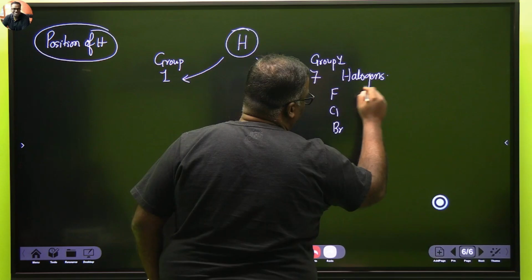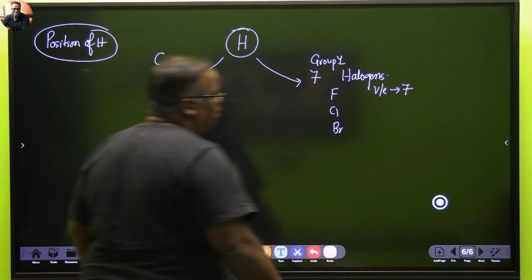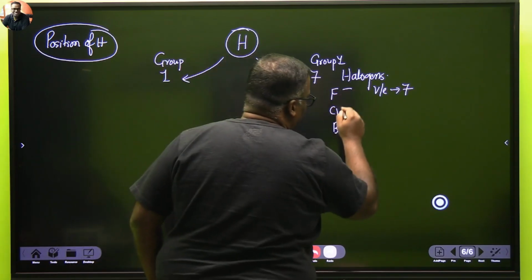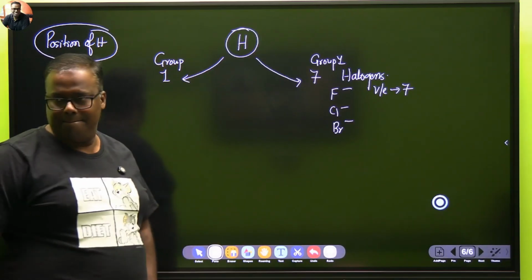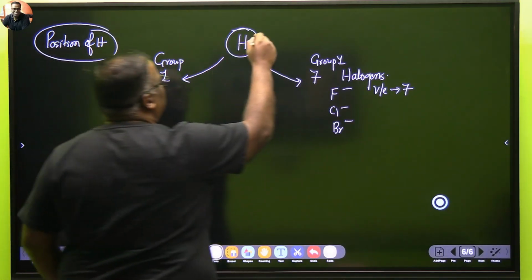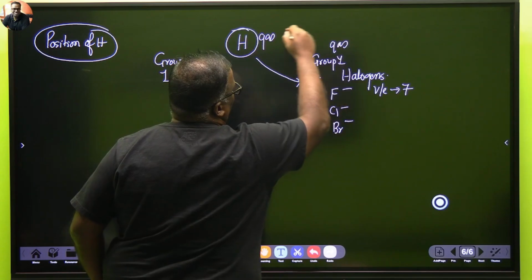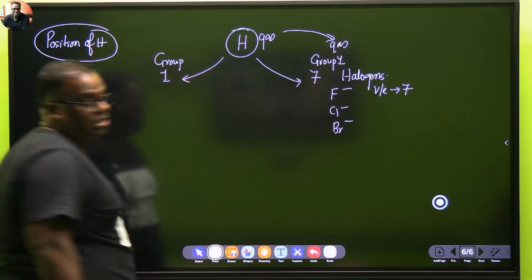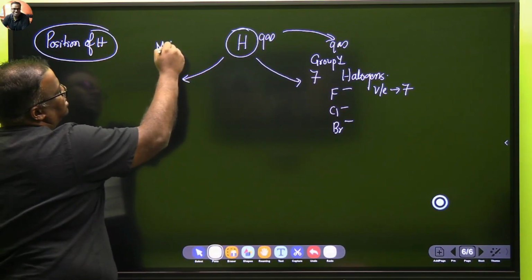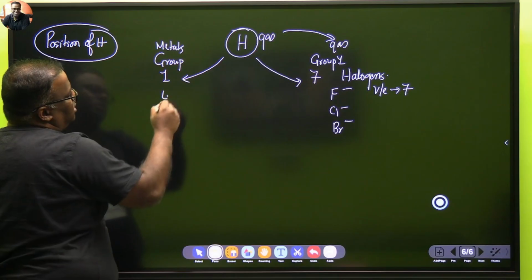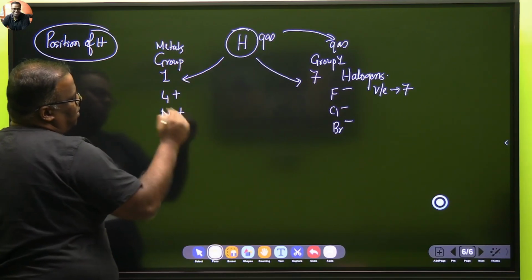Let us look at their valence electrons. What is their valence electron? Their valence electron is 7, which means all of them will be forming negative anions with charge minus 1, right? Hydrogen is a gas. They are also gases. So it looks like we should put hydrogen out here. Whereas these are all metals. Let us look at them: lithium, sodium, potassium, all will be forming plus ions.